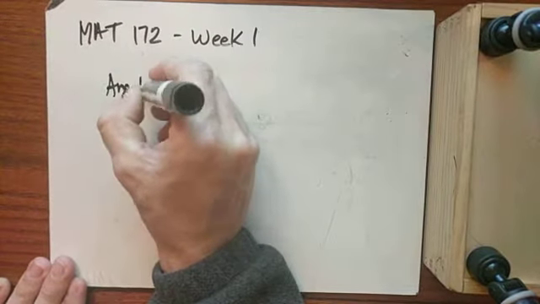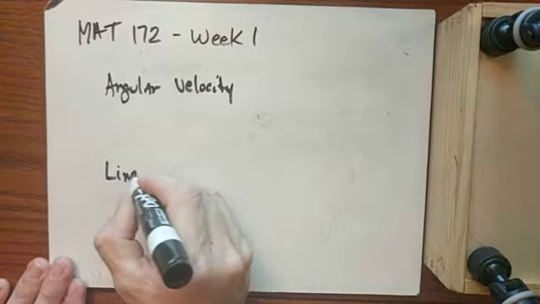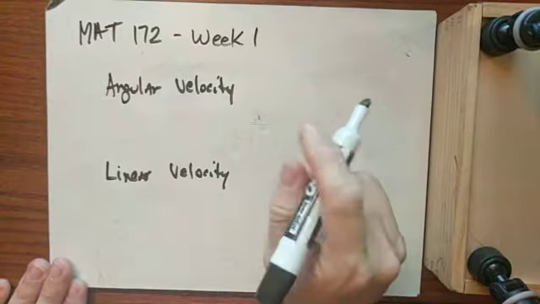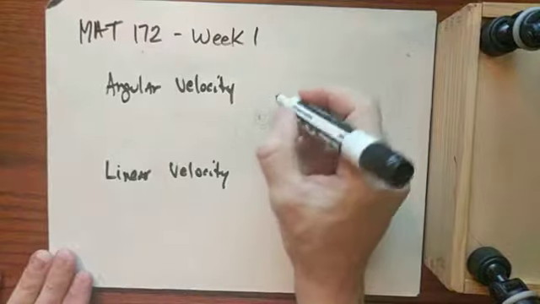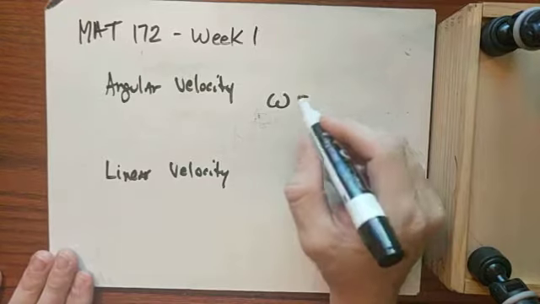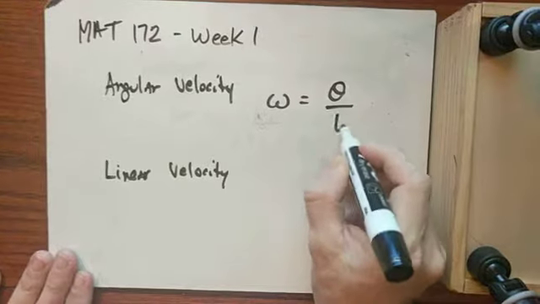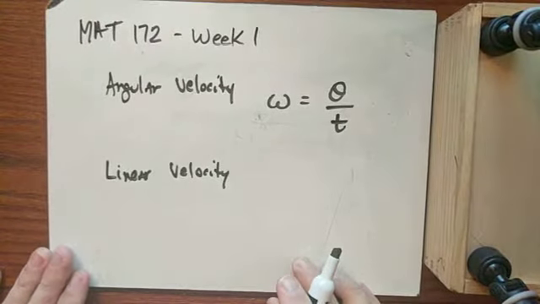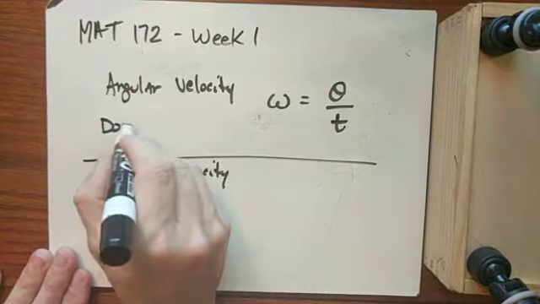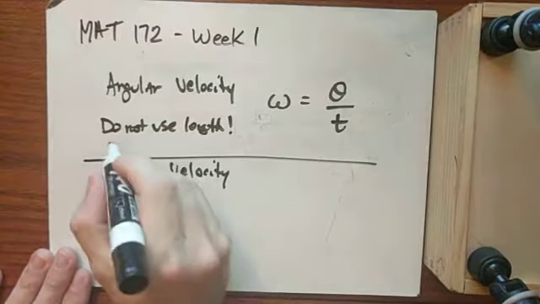One's called angular velocity, and another one's called linear velocity. And these both have to do with going around a circle, but the angular velocity only depends on an angle. Okay, so there's this omega, and omega is the angular velocity, and you want to see how many radians we can cover and how fast we can cover them. So in this kind of velocity, do not use length of any kind.